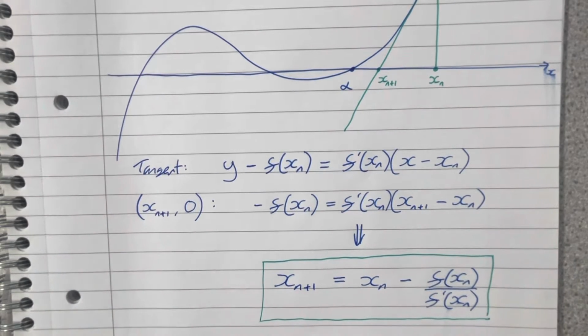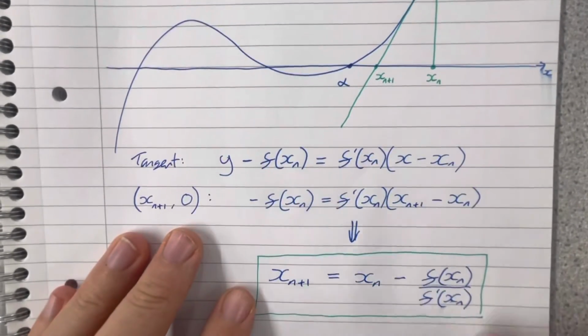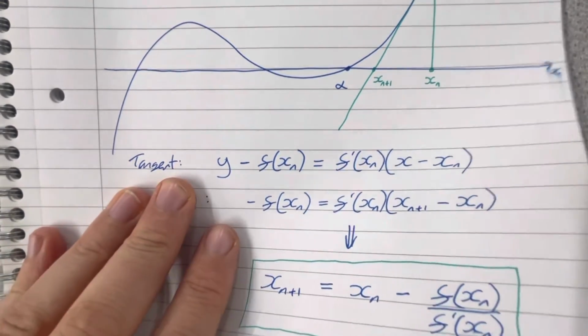Okay, xn plus 1, the next value, is equal to the old value minus the function at the old value divided by the derivative of the function at the old value. Like I said, you don't need to know the derivation, don't need to know all this bit, but I do like to point out where things come from, and that's exactly where this formula comes from. So the rest of the video is now just an example.